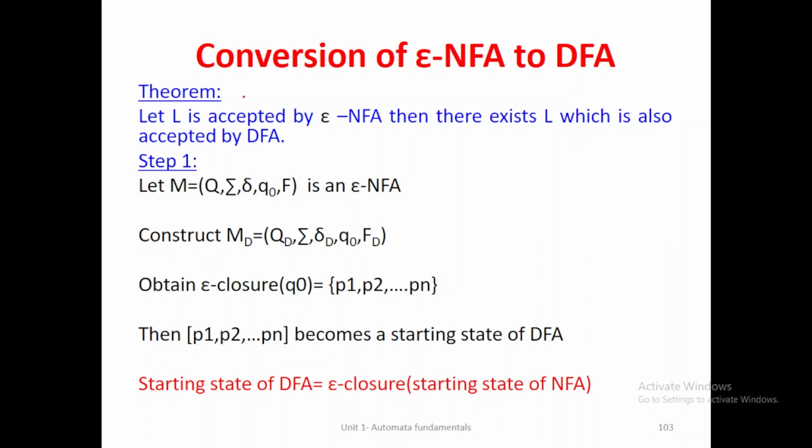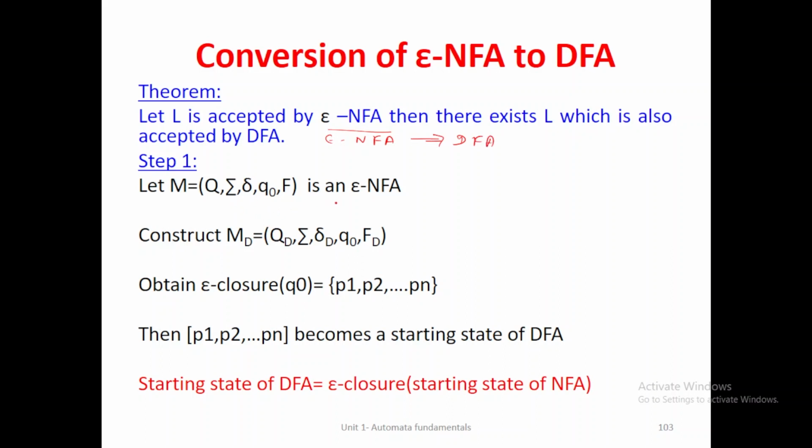Here in this class, I am going to discuss the conversion of epsilon NFA to DFA problem. The theorem says that let L be a language which is accepted by an epsilon NFA, then there exists an L which is also accepted by a DFA, which means that you are able to convert an epsilon NFA into a DFA. So what are the steps?